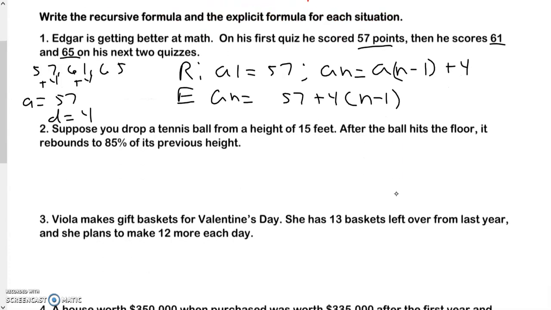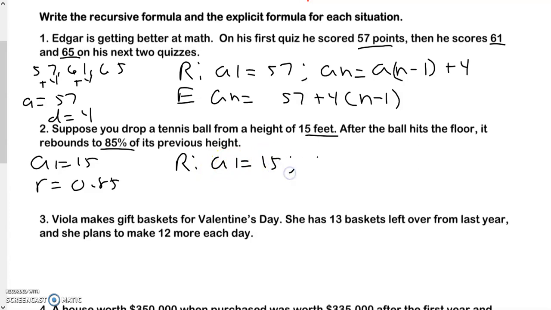Suppose you dropped a tennis ball from the height of 15, and after the ball hits the floor, it rebounds 85%. So when I see a percent, I know automatically it's geometric. So a of 1 would be 15, and my rate, my common ratio, is 0.85. So the recursive formula is a of 1 equals 15, and we do a of n equals a of n minus 1, and then it's going to be times 0.85.